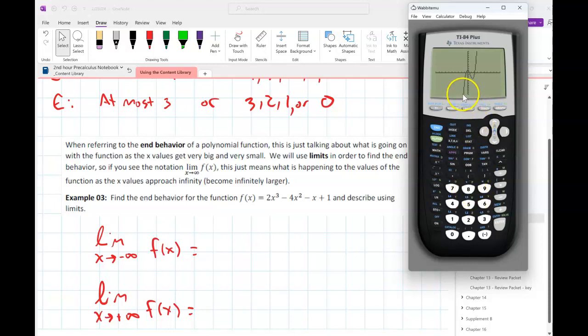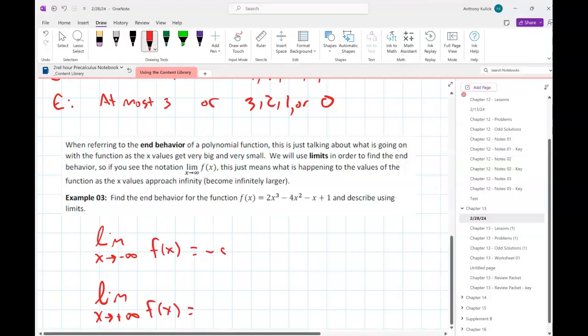If I look at the left end of my graph, which way is that arrow pointing, up or down? Down. So we're going to write that the left end of our graph is equal to negative infinity.